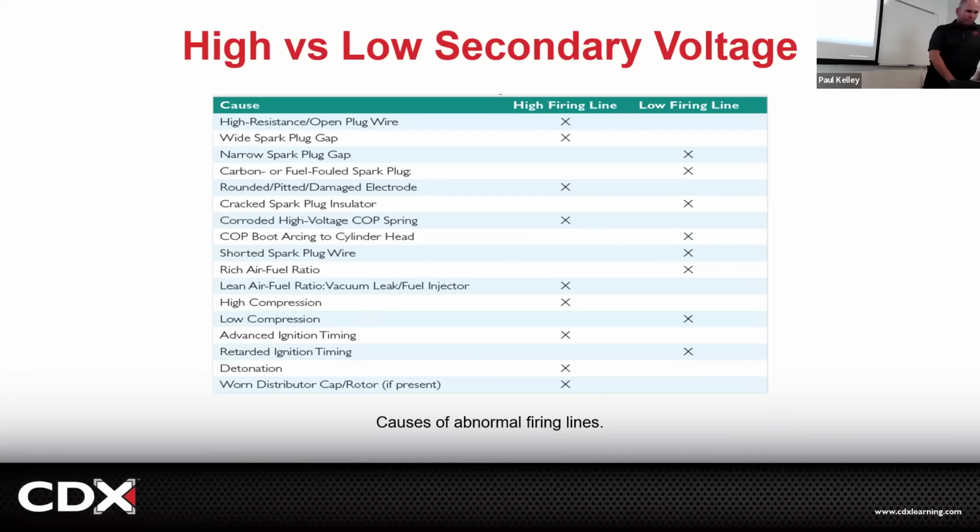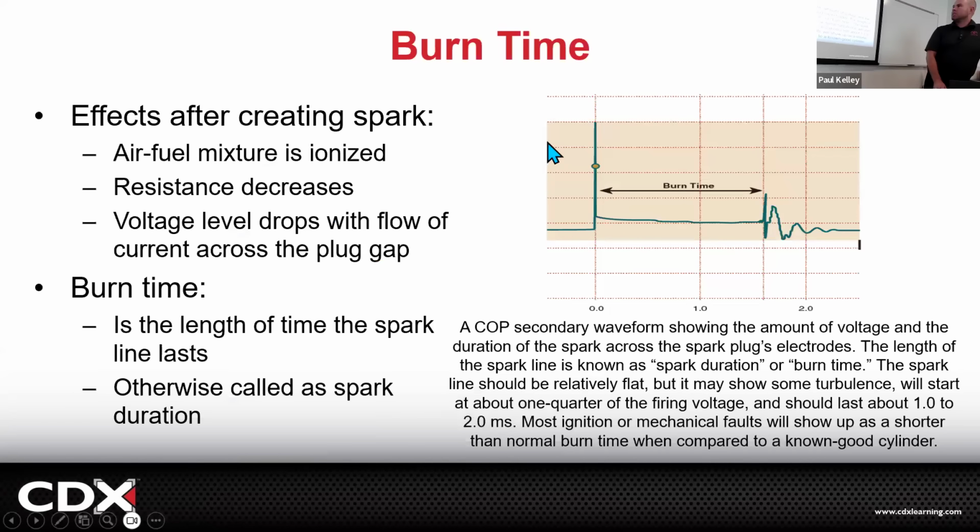Make sense? Okay, then the burn time is shown right here. This is where the spark starts. That's the firing line, the kV like we talked about. But how long it lasts is going to depend on a few other things, right? The air and fuel mixture is ionized, the resistance decreases. That's when the spark is going to continue to arc, right?